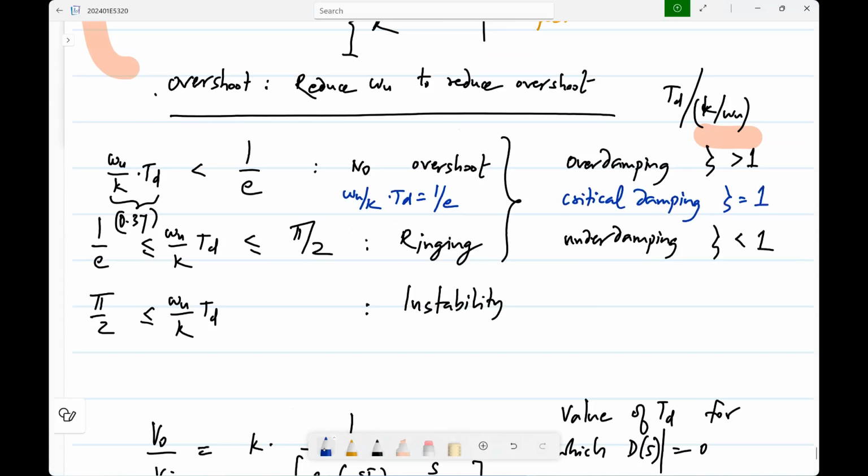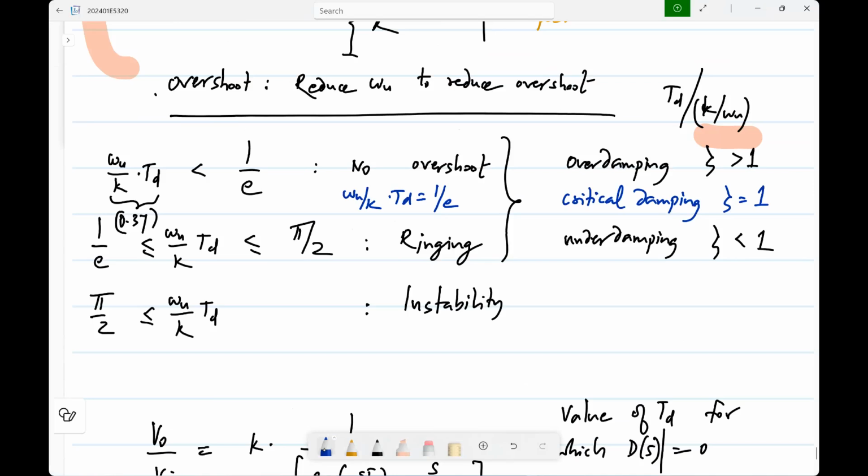What is critical damping actually? What is special about it? At critical damping, no. What is special about critical damping? What is it?